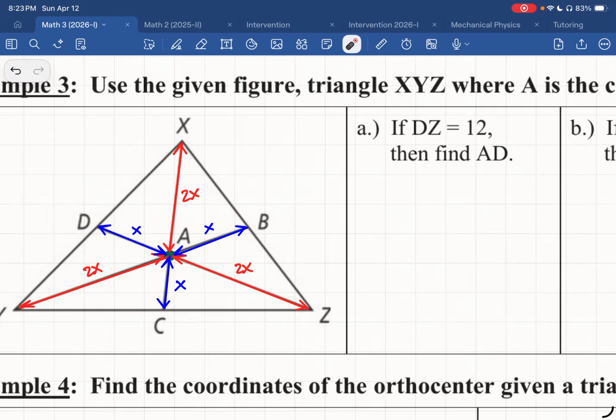So technically, they're telling you all of this is 12. So what is this little part over here, right? So let's do it. If DZ is 12, which is this one, right? DZ is 12. So I'm going to put it here.